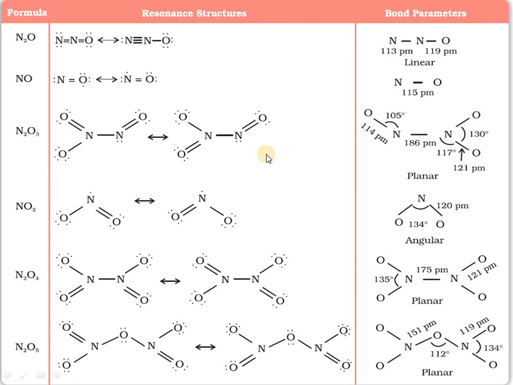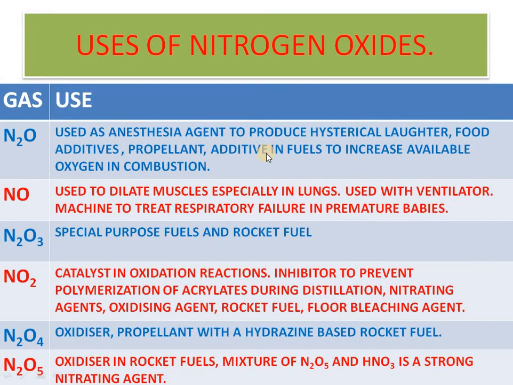Now the next part is uses. N2O, as I have told you earlier, is also known as laughing gas. Why? It produces hysterical laughter. It is also a food additive and propellant, used to increase the available oxygen in combustion, because these compounds are particularly used in rocket fuels and in explosives also. It is used to dilate muscles, especially in lungs, and used in ventilator machines to treat respiratory failure in premature babies.